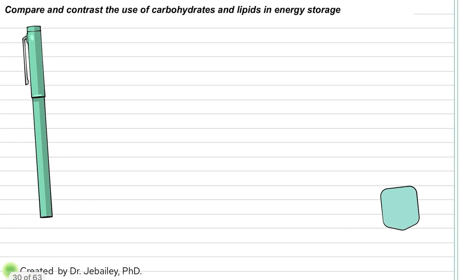Moving on to the next question. Here it says compare and contrast. Again, compare and contrast means the similarities and the differences. That means we're going to look at the differences and similarities of both lipids and carbs as energy storage. Now, a little scoop to remind you about this. So we know that carbs are basically short-term energy.